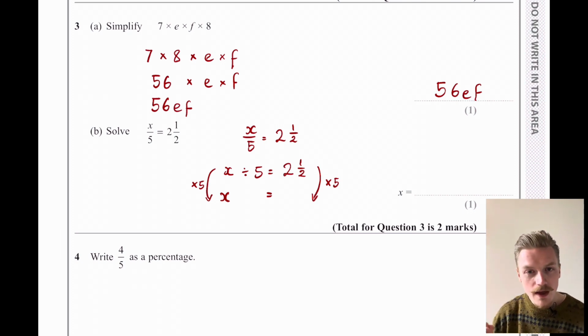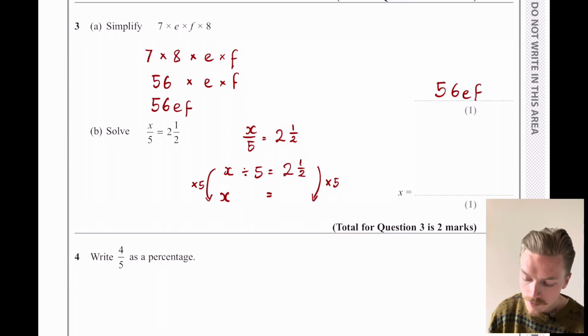An equation has to be equal on both sides. That's what it means. It means equal. So if I times something by 5 on one side, I can't just leave it. That's changed it. So I've got to do the same on both sides, and then they'll still be equal. So I've got 2.5 times by 5.